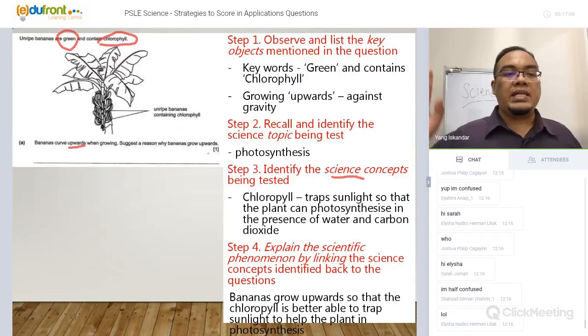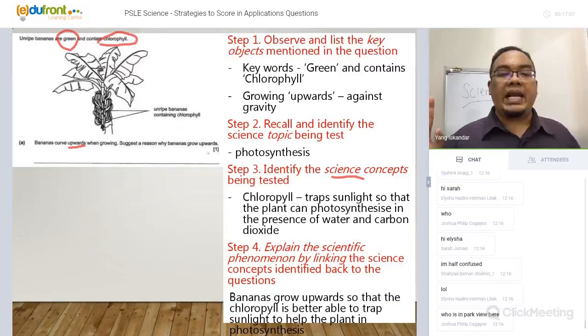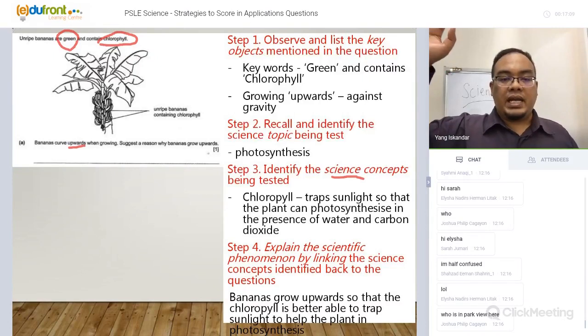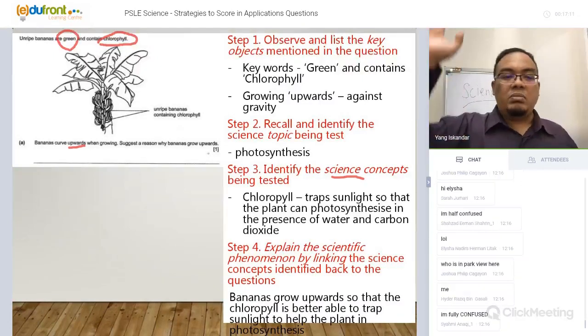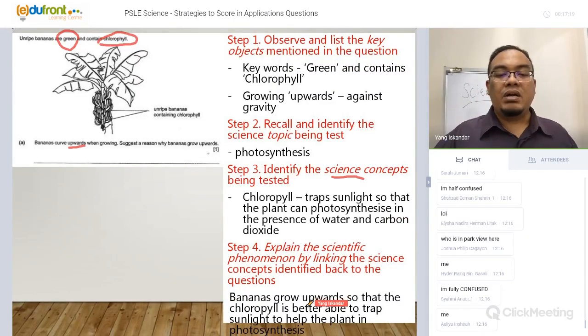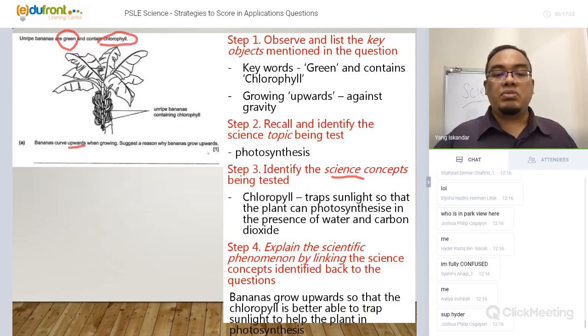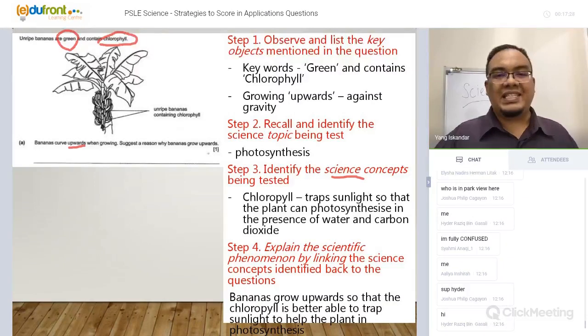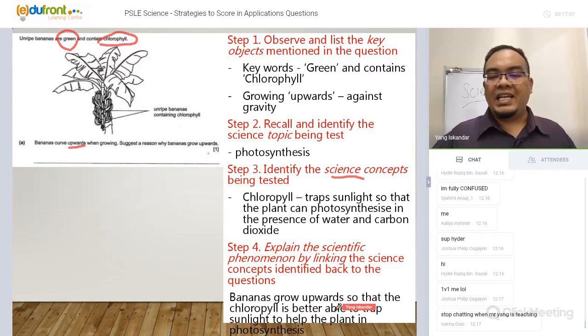So remember, where is the sun? Where is the light coming from? From the top, right? From the sun. So that is why it is moving upwards. It is growing upwards to reach out for the light. So how should you explain? Banana grows upwards so that the chlorophyll is better able to trap sunlight to help the plant in photosynthesis. Because it is growing upwards, it can reach out to the sunlight better.